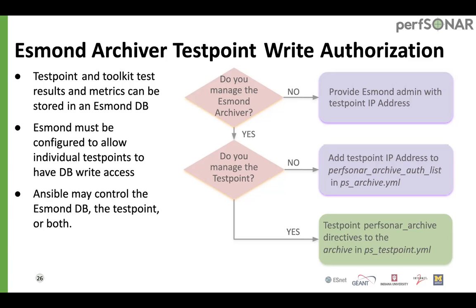So if you manage the Esmond archiver and you don't manage the test point, you can add the test point's IP address to the variable perfSONAR archive auth list. We'll see that in a little bit in the PS archive YAML file. If you manage both of them, then you can actually have the test point query itself, pull its IPv4 addresses, and then delegate a task to the archiver to say, yes, give me write auth on these IPs. So that's the part where you control both ends.